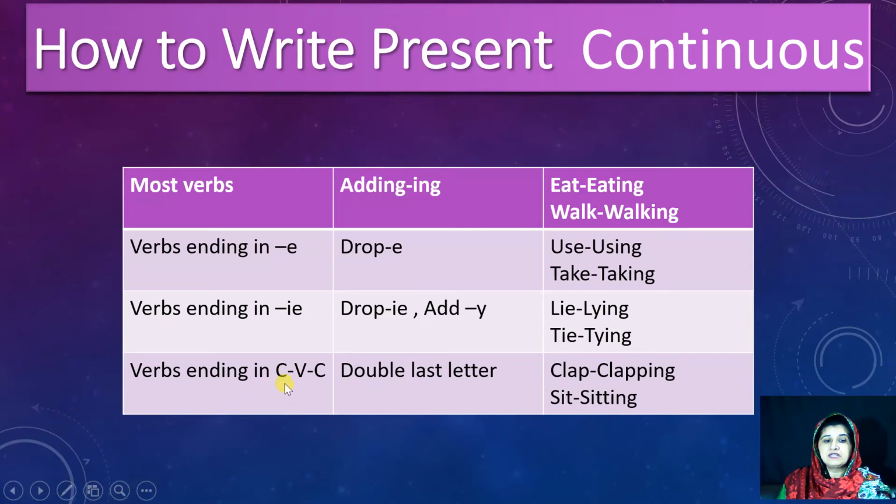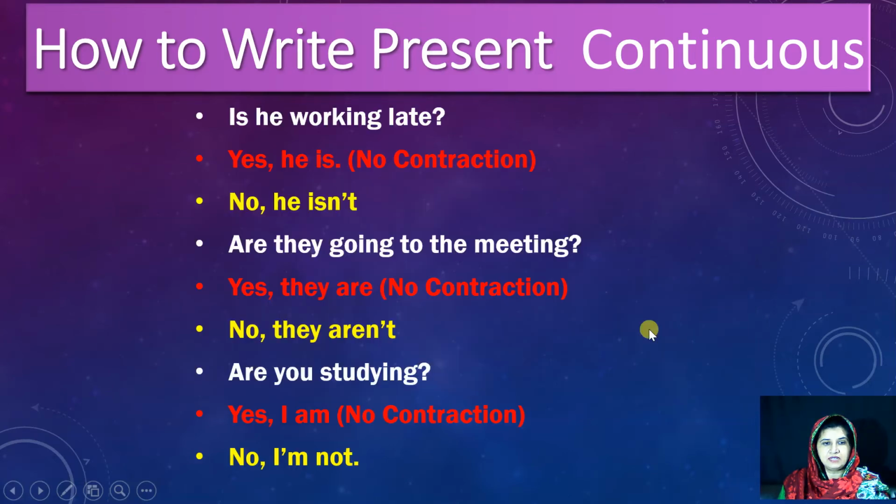And verbs ending in CVC. CVC means consonant, vowel and consonant sounds. I hope all of you are well aware about the vowel sounds and consonant sounds. Whenever any word ends with consonant, vowel and then consonant sound, we double the last letter. For example, clap into clapping. You can see here the last letters are giving the same sequence: consonant L, vowel A and consonant P sound. And we double the last letter and we say clapping, sit, sitting, right?